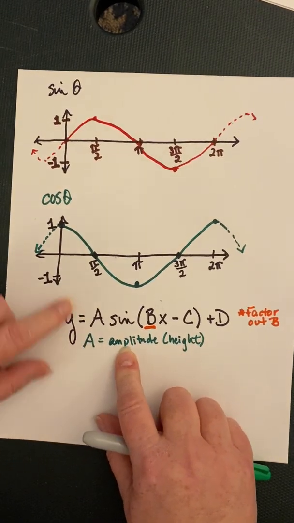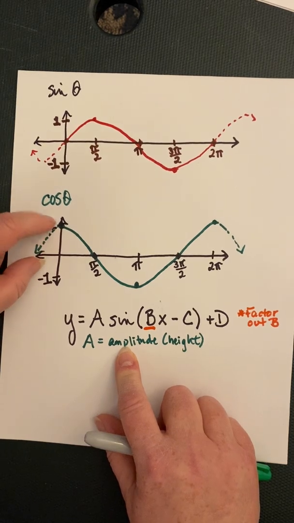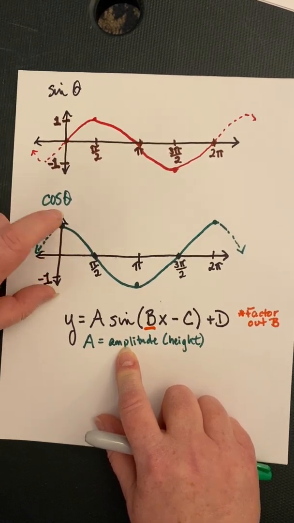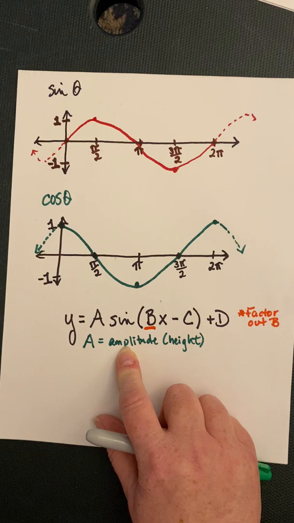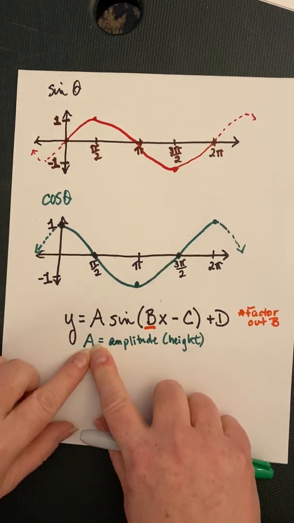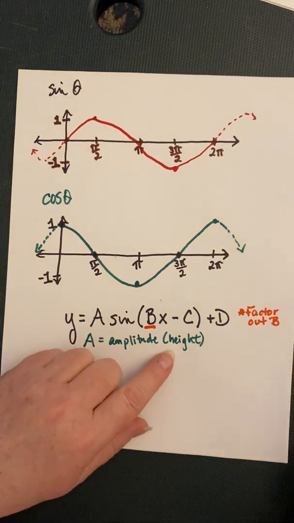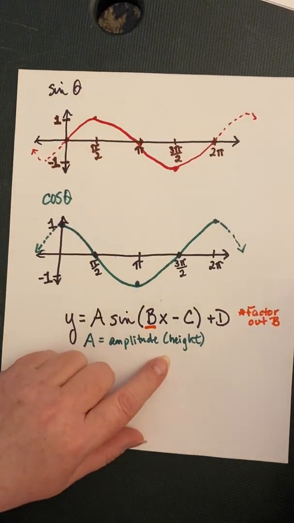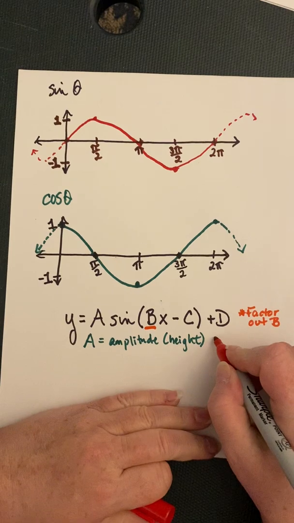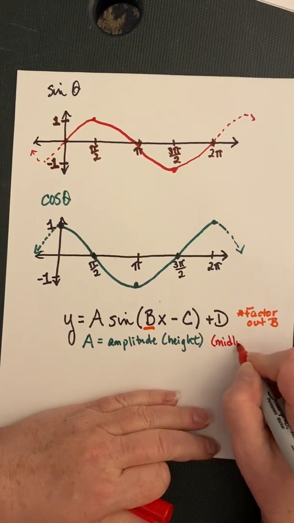Because the amplitude goes the same distance in both directions, it tells you how high you're going, but it also tells you how low you're going. So if you want to put absolute value around that, that's fine. The other thing is your textbook refers to this as a midline. They say, find your midline.